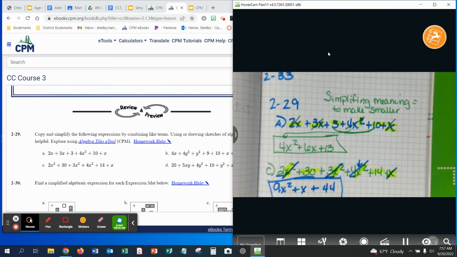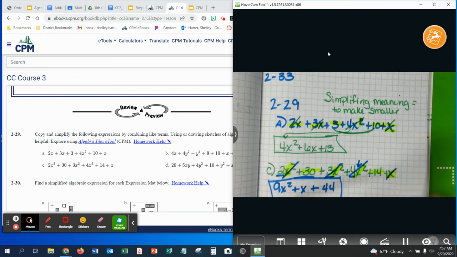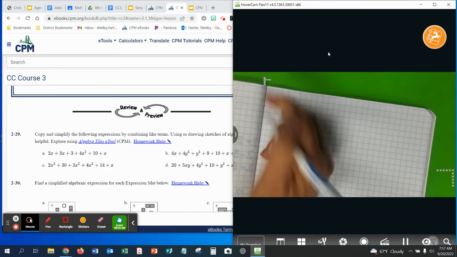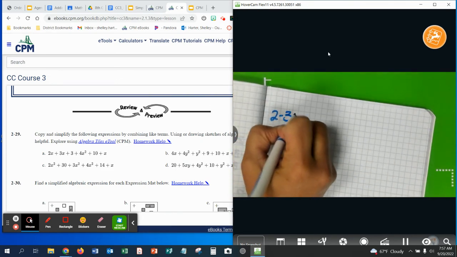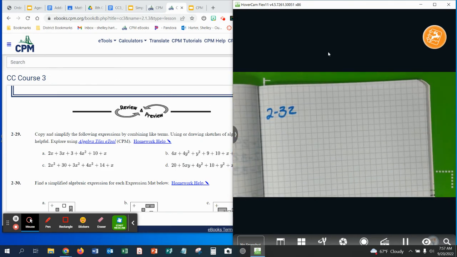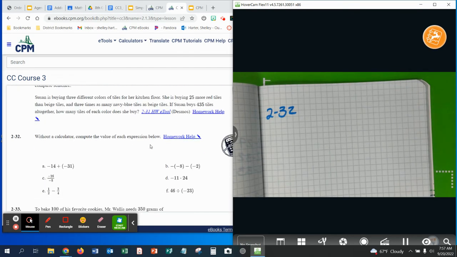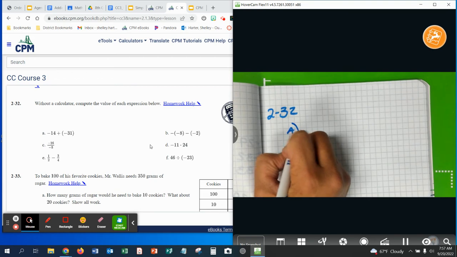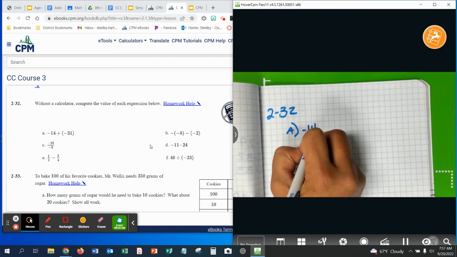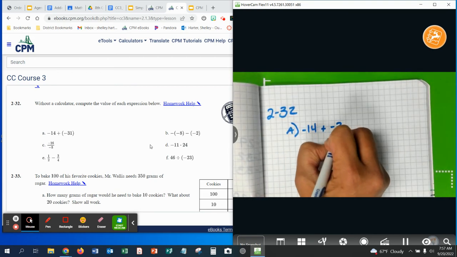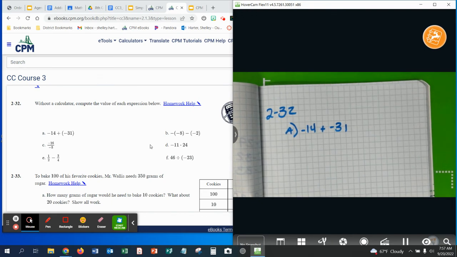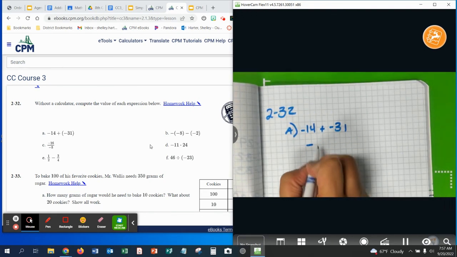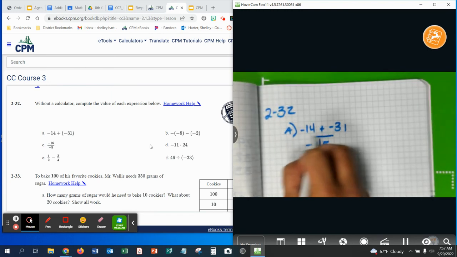All right. So the next one is 2-32. This one you should be able to do by yourself. I'm just going to do a couple of these because you're adding positive and negative numbers. So for A, you have negative 14 plus a negative 31. Why they put them in parentheses, I don't know. They're both still going to be negative, and it's going to be negative 45. That's your answer.